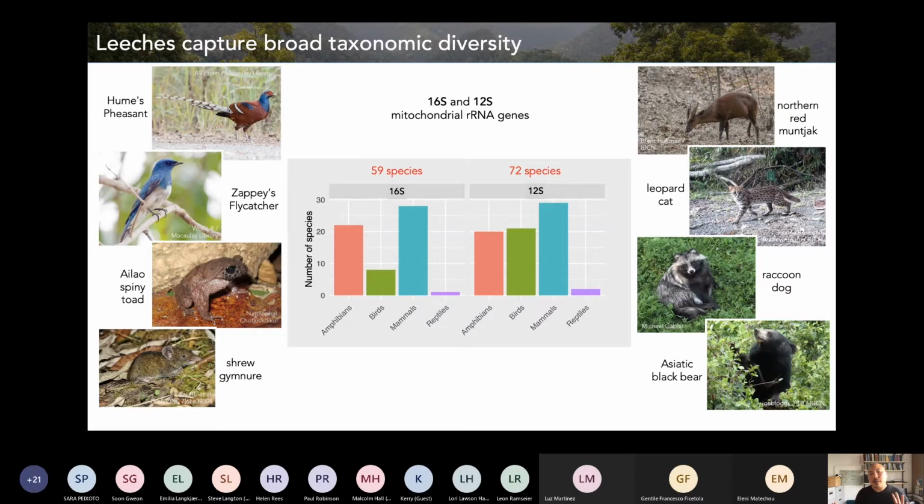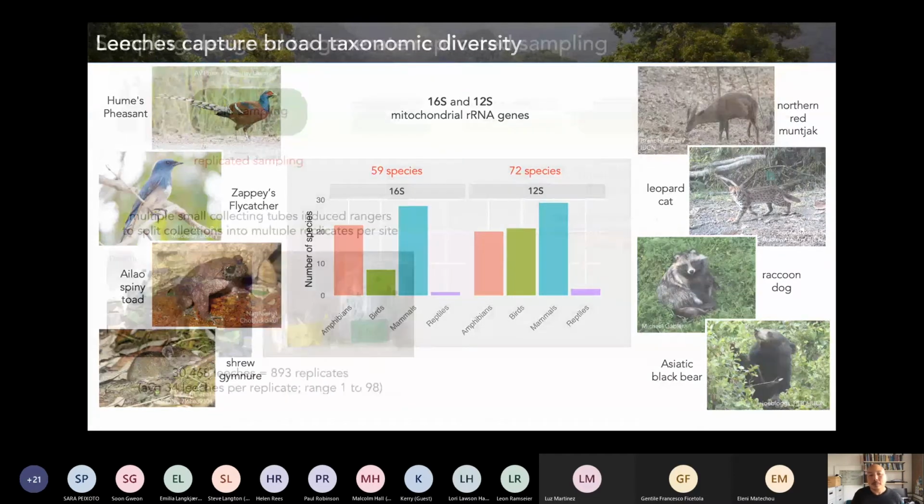genes, 16S and 12S. 16S is more devoted to mammals, trying to pick up more mammals, and then 12S is a sort of general vertebrate one, so we're picking up amphibians and so on. But actually, both of them pick up quite a bit of everything. The 12S is better at picking up birds.